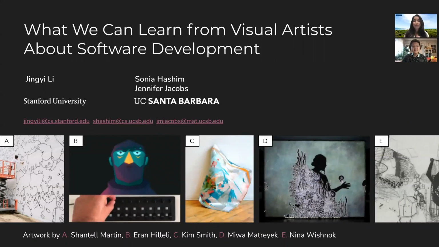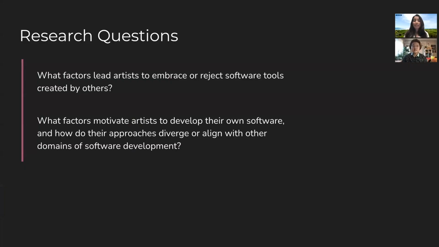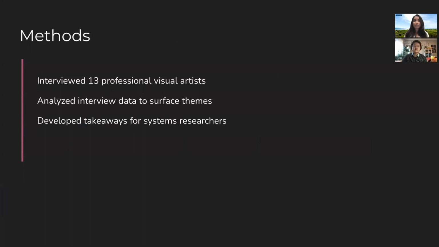Today we're presenting work with Jennifer Jacobs on what visual artists can teach us about software development. Software is closely integrated with art production, but developing software for artists is challenging. By analyzing how artists use and develop software, we identified opportunities for end-user software development to map to creativity support tools. We interviewed 13 professional artists.